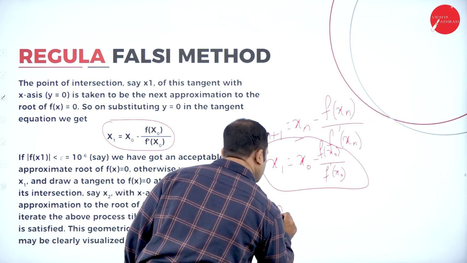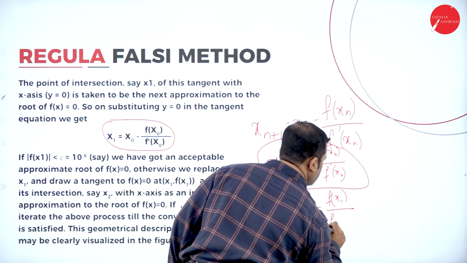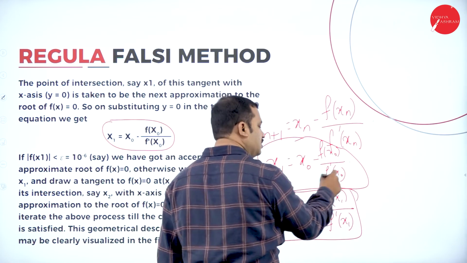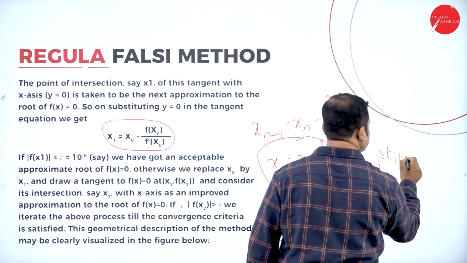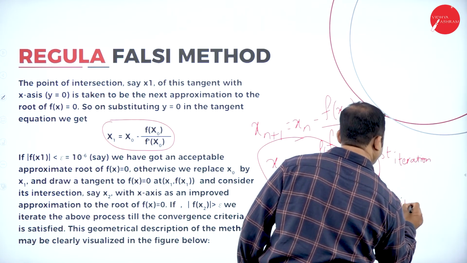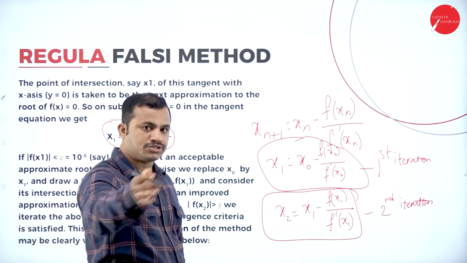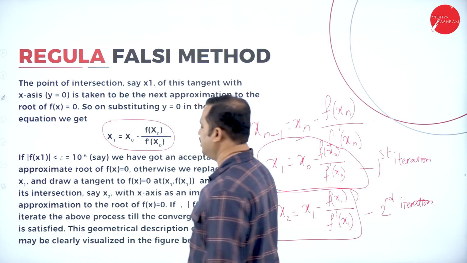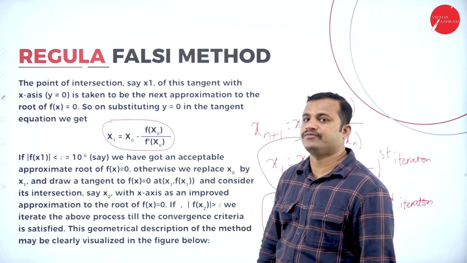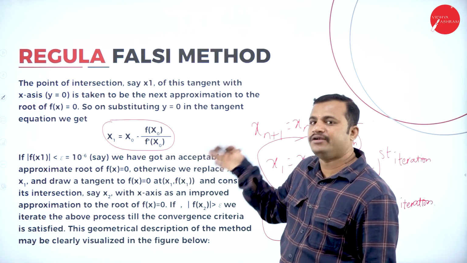What about the second iteration? x2 = x1 - f(x1) / f'(x1). So this becomes the formula for finding the values during the second iteration. Similarly for the third iteration, fourth iteration, and so on, until you meet the criterion epsilon, that is the absolute error. The condition is satisfied.